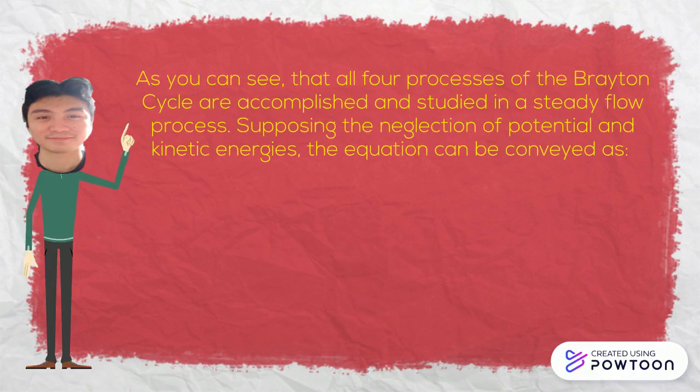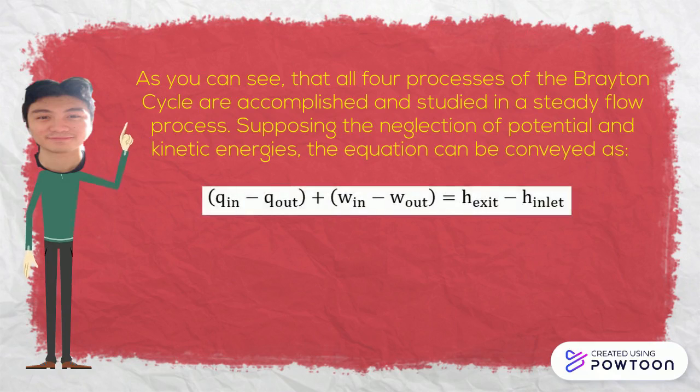As you can see, all 4 processes of the Brayton cycle are accomplished and studied in a steady flow process. Supposing the neglect of potential and kinetic energies, the equation can be expressed as Q in minus Q out plus work in minus work out equals enthalpy exit minus enthalpy inlet.